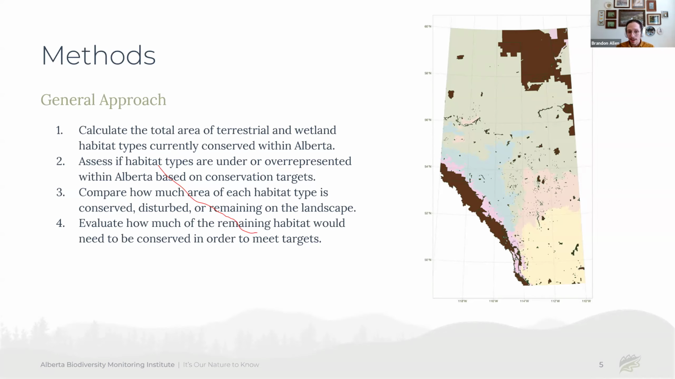We then compared how much area of each habitat type is currently conserved, disturbed, or remaining on the landscape. So trying to identify if there are patterns of habitat types that haven't experienced much disturbance historically but are also well protected, or habitat types becoming very disturbed with low amounts of protection right now.